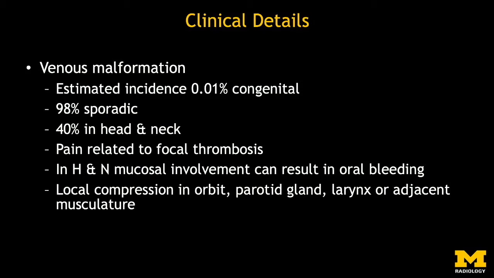Local compression, as I said, in the orbit is because of the space-occupying nature of the lesion. And then you can have diffuse involvement. We'll see some images of this in the parotid gland, larynx, adjacent musculature, and those are very difficult to control. One is thinking about prophylactic tracheostomies, the tongue lesions, which swell up a lot after use of these sclerosant agents. So something to bear in mind.